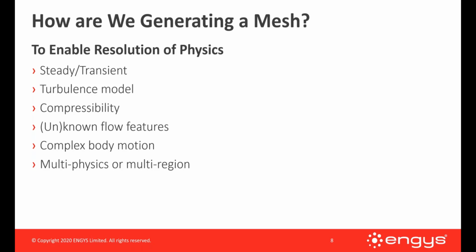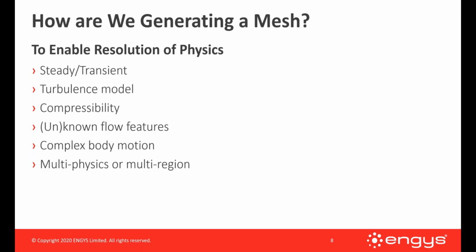There's known and unknown flow features. So if you watched my adjoint optimization webinar, then we had unknown flow features. So we didn't know where that optimal surface was going to grow to. So we meshed the whole domain with a uniform cell size in order to capture every possible flow feature, just in case a surface moved in a direction that we didn't expect.